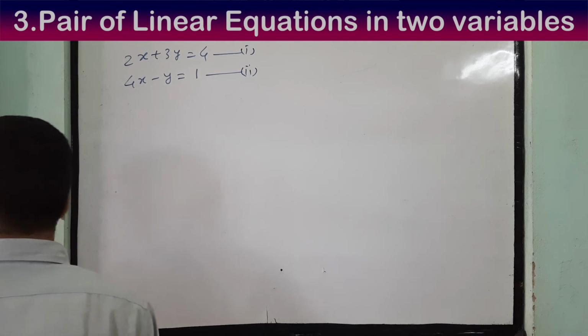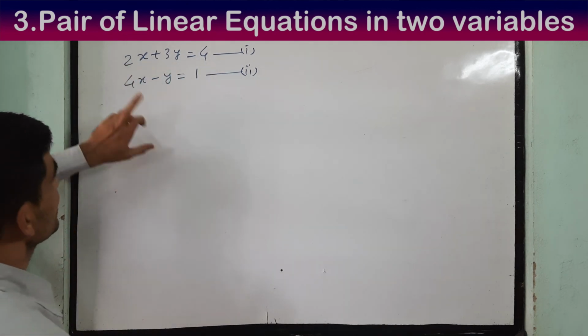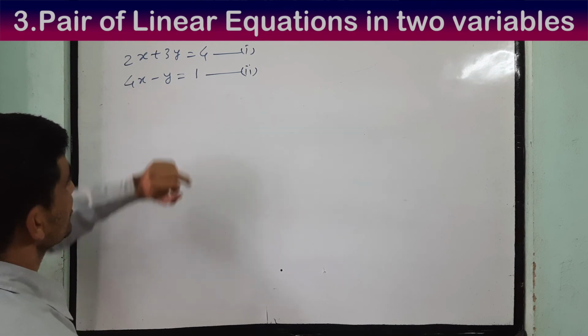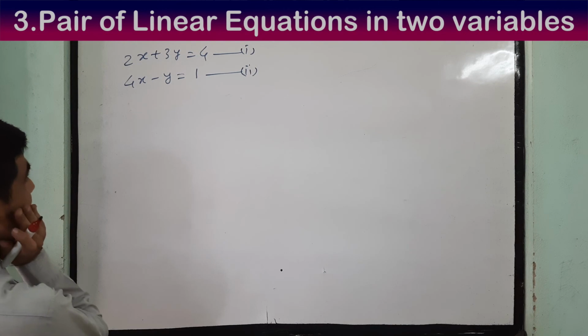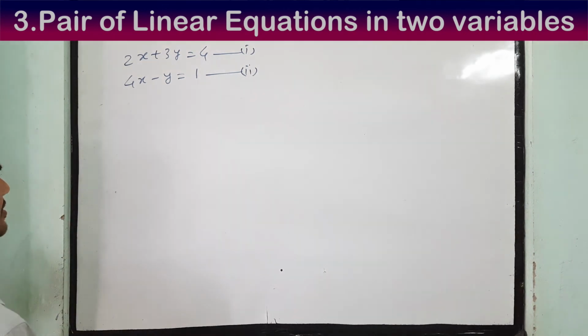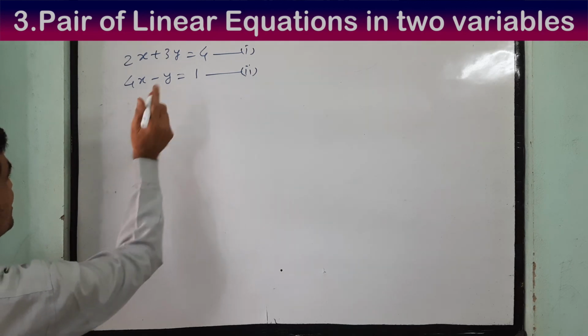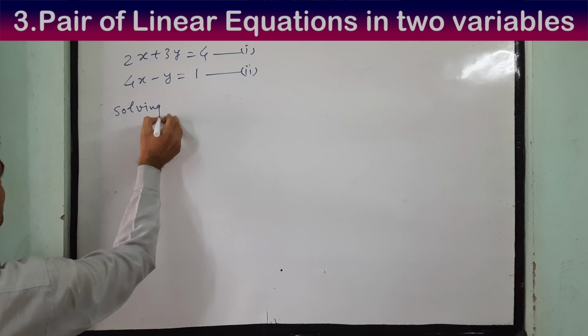Now we have a new pair of equations, that is 2x plus 3y equal to 4, equation number 1, and 2x minus y equal to 1. So once again we will solve any of them. It will be better, as I told, if the equation is simple, to solve that one. So I am solving equation number 2 first.